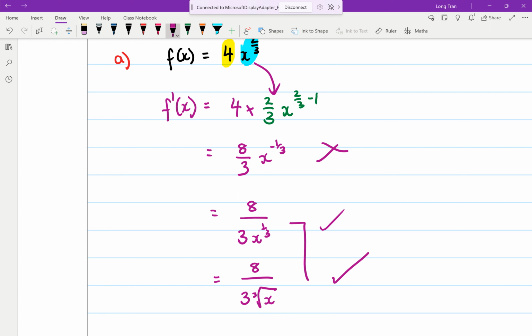Don't write your answers with negative powers. Either of these two is okay. The reason why this is more preferred is mainly because if you go through your exam papers, they often write it like that. You might get a bit confused, but it's still good to get to know your rationalizing techniques with surds.